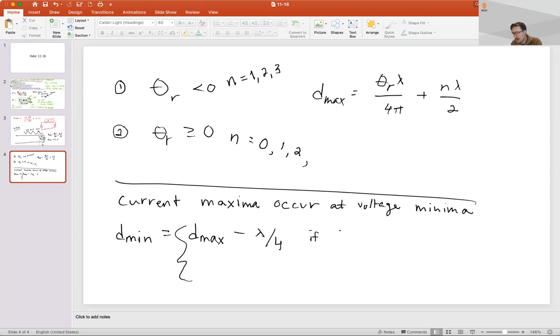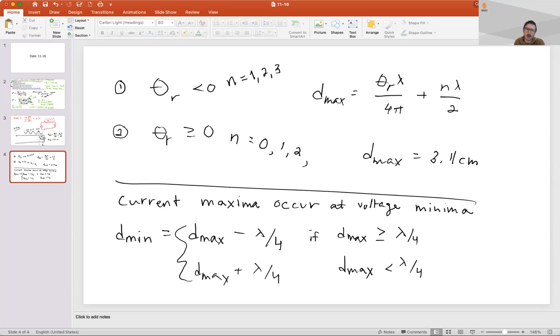And this has another similar situation where you subtract the quarter wavelength if the D max is greater than or equal to lambda by 4. But if your D max, which we found, the D max is 3.11 centimeters. So if the D max is less than a quarter wavelength, then you would take the D max plus quarter lambda.